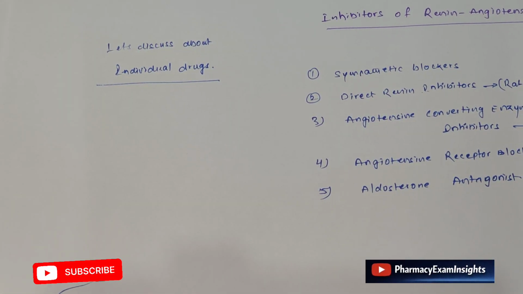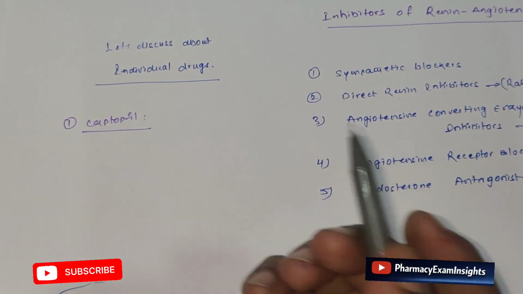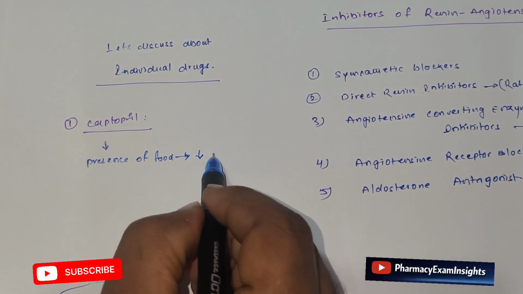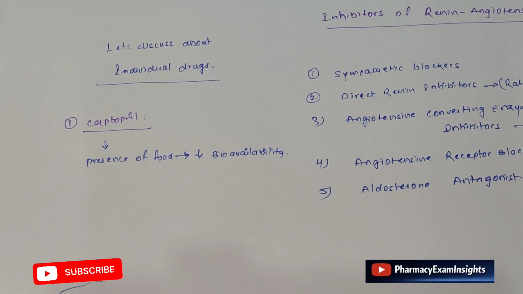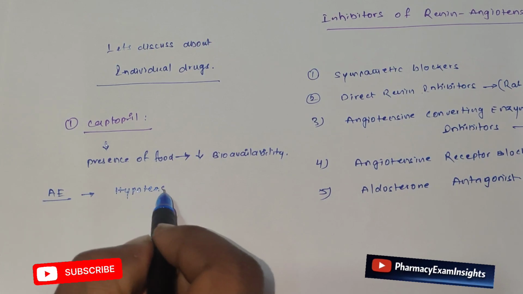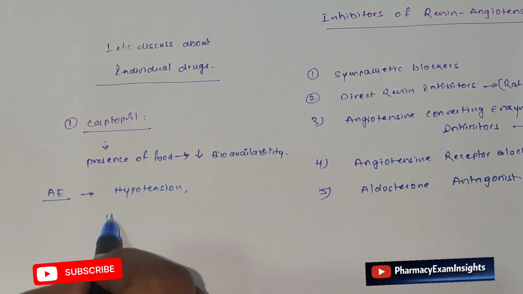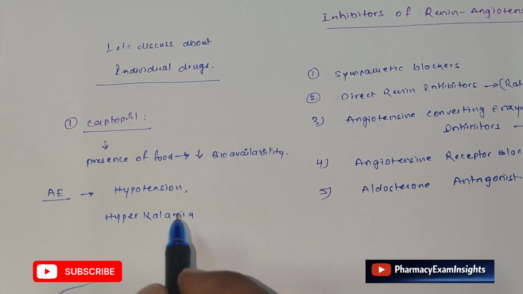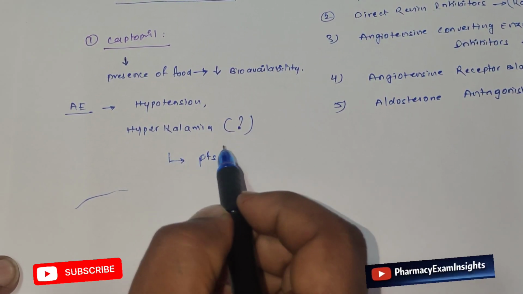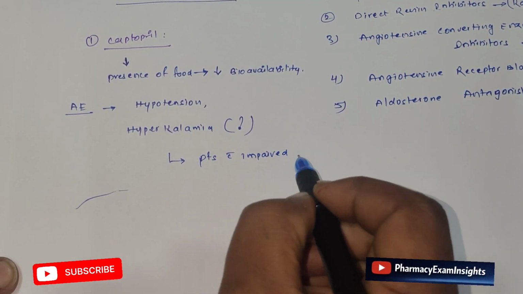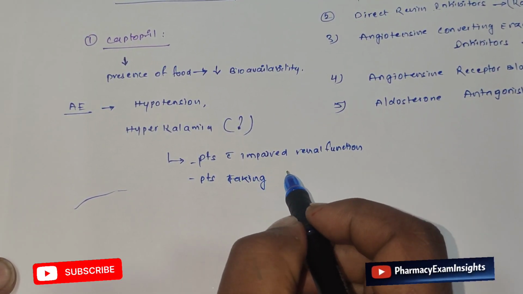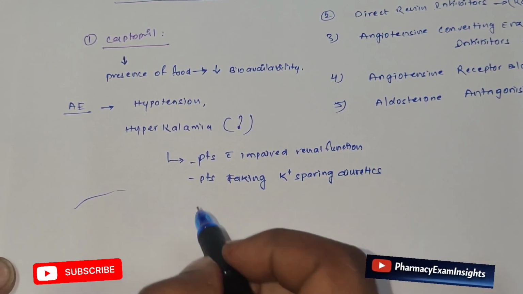First one is Captopril. It is a prodrug. In the presence of food, the bioavailability decreases, so it should be taken 1 hour before food or 1 hour after food. Adverse effects are hypotension and hyperkalemia. Friends, please comment in the comment section what is hyperkalemia. Hyperkalemia is observed in patients with impaired renal function and patients taking potassium sparing diuretics, NSAIDs and beta blockers.